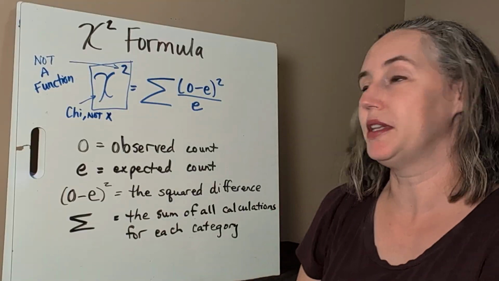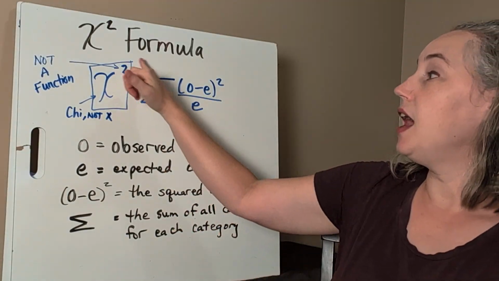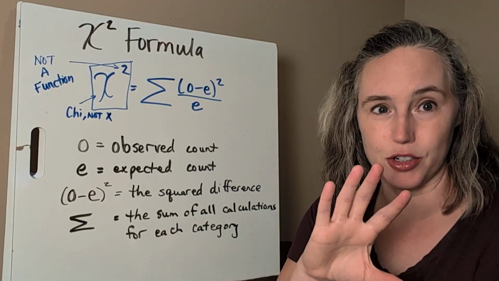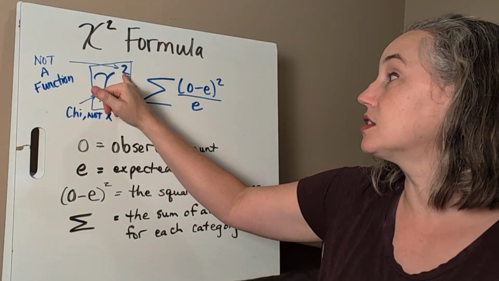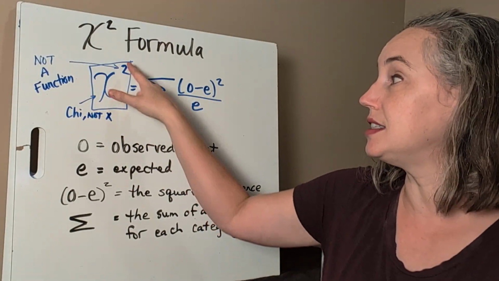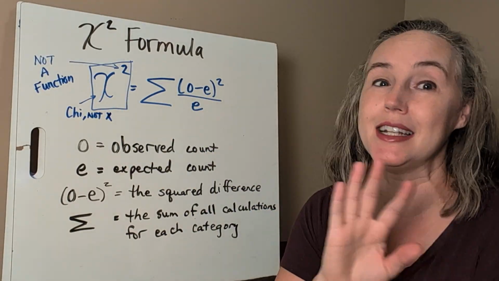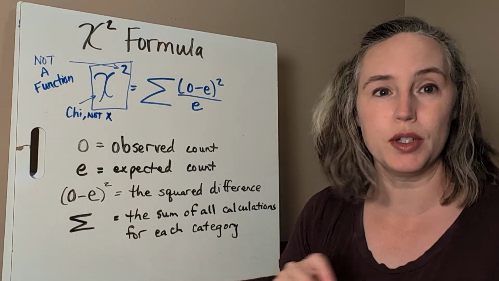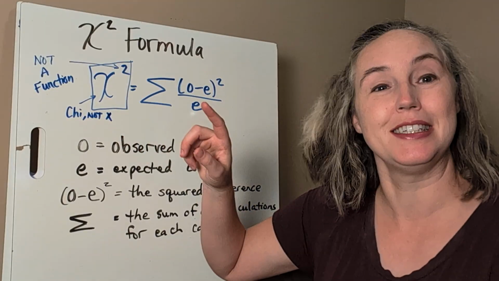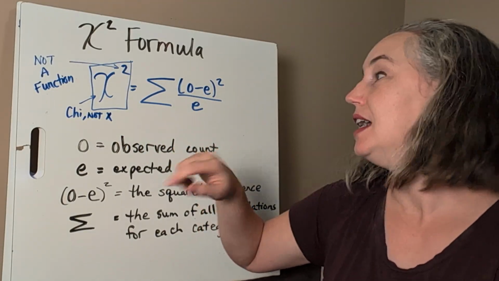First, let's break down the formula. Chi-square is a statistic. It is not a function. So this square is not something that needs to be undone. This is the Greek letter chi. It is not x. So we're not solving for x like algebra here. I've just seen students do that a lot in the past.